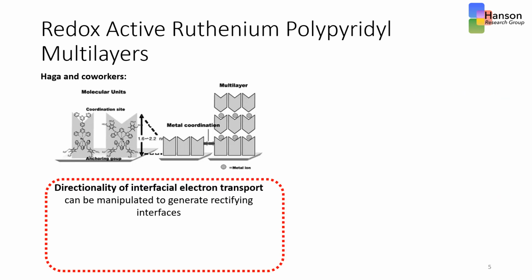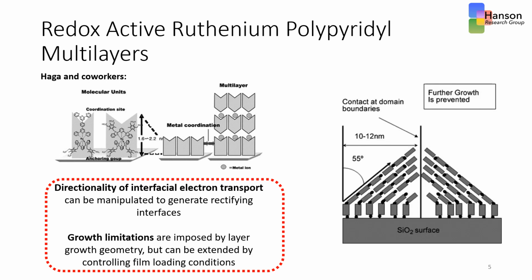Haga and coworkers went on to show that the directionality of interfacial electron transport can be manipulated to generate rectifying interfaces. They additionally added to our structural knowledge of these assemblies by determining that growth limitations are imposed by layer growth geometry but can be extended by controlling the film loading conditions.